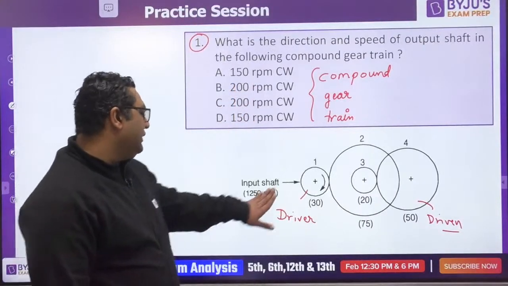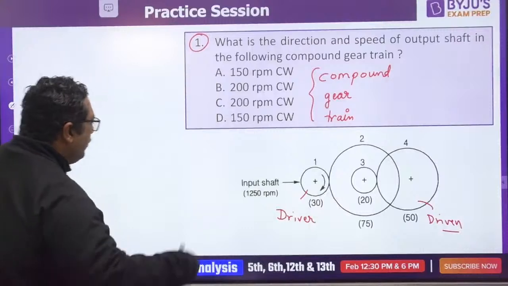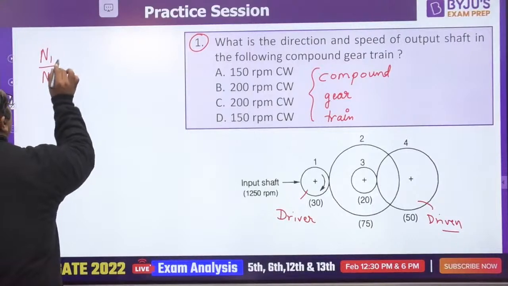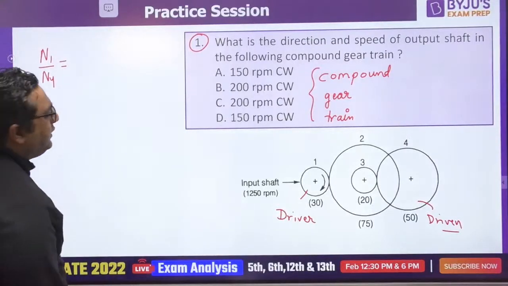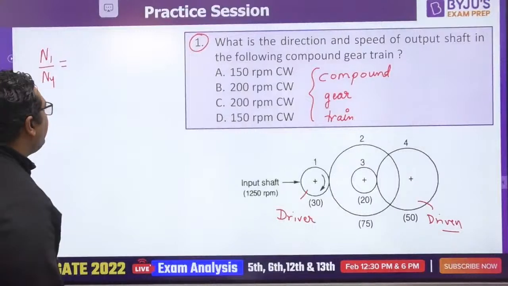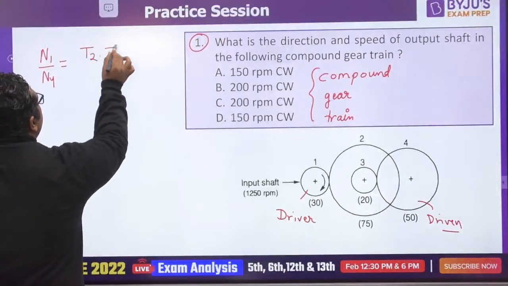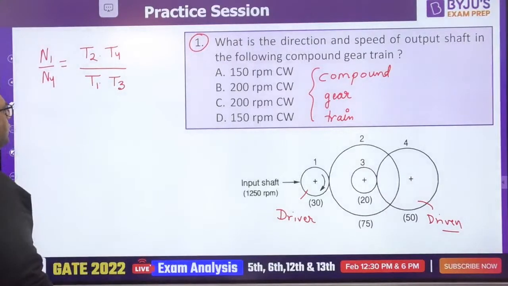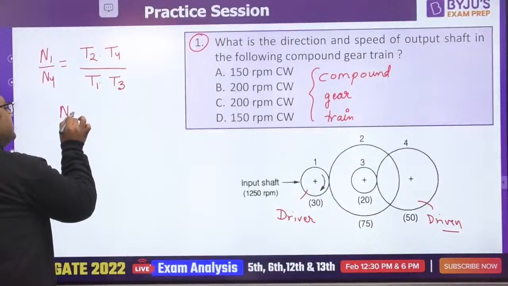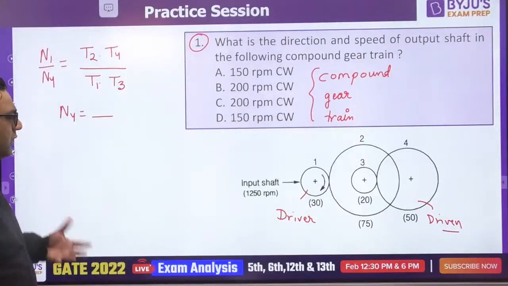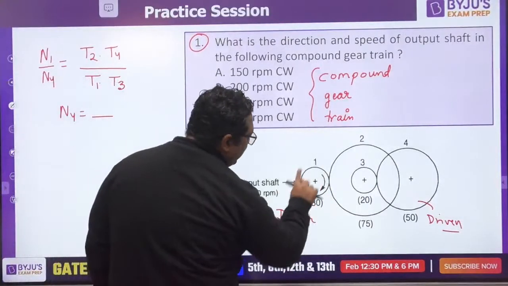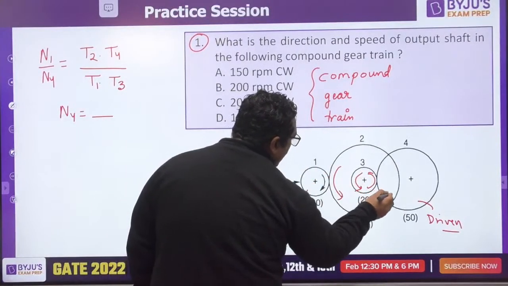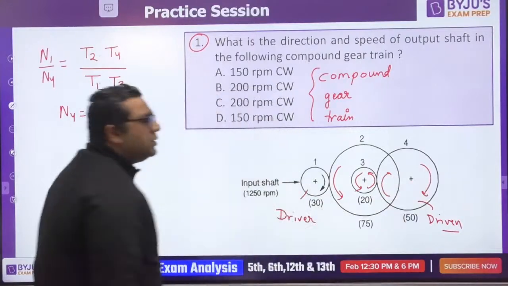So my dear, you very well know it is driver, it is driven. I would be giving you a hint also. N1 by N4 can be written as the product of number of teeth on driven to the driver. 2nd and 4th are driven, T2, T4. 1st and 3rd are the driver, T1, T3. You can directly apply this. You can find out N4 from this, and if you're talking about direction, you can see this is clockwise. So if this is clock, this is anti-clock, this is anti-clock, and if this is anti-clock, obviously this is going to be clock. So what is the answer?